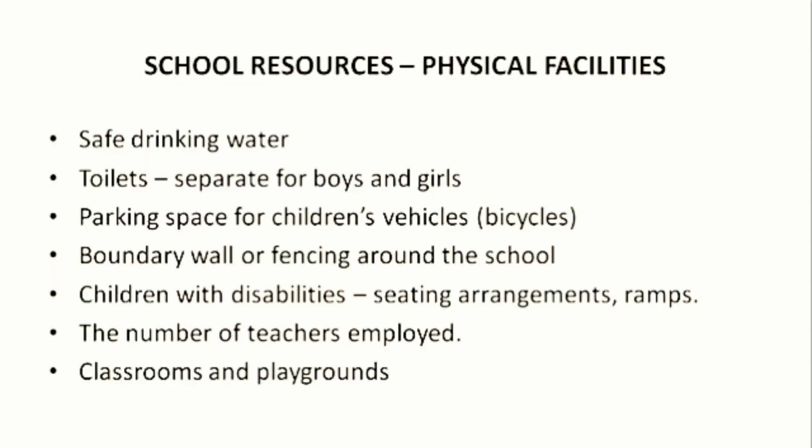Some of the school resources we have to think over and equip. They are called the physical facilities available for the school. Number 1 is safe drinking water, toilets, which should be separate for boys and girls of course, parking space for children's vehicles, boundary wall or fencing around the school premises, and for children with disabilities, there should be proper seating arrangements and ramps. The number of teachers employed should be adequate, and classrooms and playgrounds should be properly maintained.